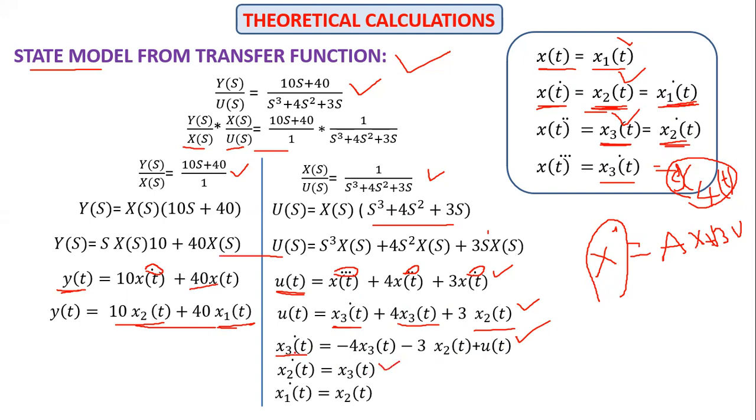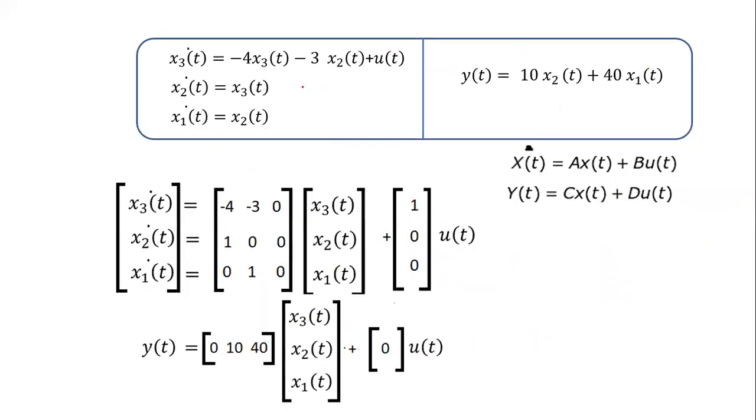So here, if we observe, x3 dot of t is there, x2 dot of t is there, x1 dot of t is there. So by observing these three equations, we can find the A and B matrices. That means x dot is equal to ax plus bu. Those matrices we can develop by using these three equations. And at the same time, using this y of t equation, we can frame the output equation. That is, the C and D matrices we can identify. We will see how to identify those terms. By observing these three equations, we can find the state equation.